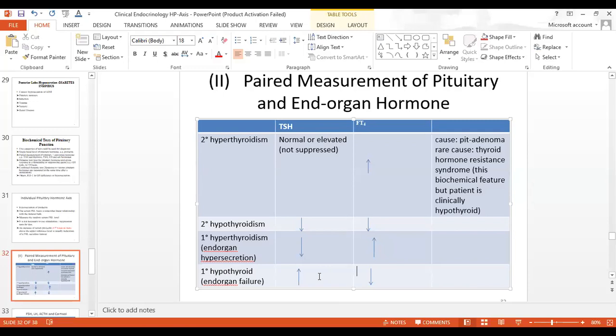Similarly, when you talk about secondary hypothyroidism, that means that the TSH levels are low, and the thyroxine hormones are also very low. So secondary hypothyroidism, everything is low. Good.